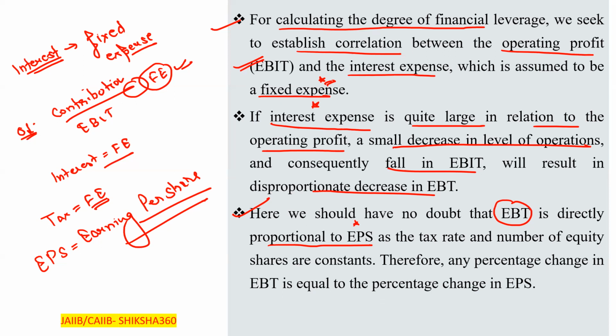So earning before tax is directly proportional to the earning per share. Therefore, any percentage change in the EBT, very, very important, is equal to the percentage change in the EPS. Now further.